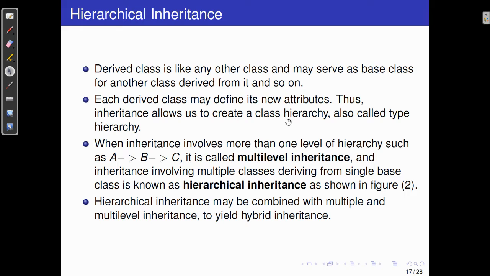Thus, inheritance allows us to create a class hierarchy, also called the type hierarchy. So when inheritance involves more than one level of hierarchy, such as A implies B implies C, like that, it is called multi-level inheritance. And inheritance involving multiple classes derived from the single base class is known as hierarchical inheritance, as shown in figure 2. So figure 2 is here, I think.